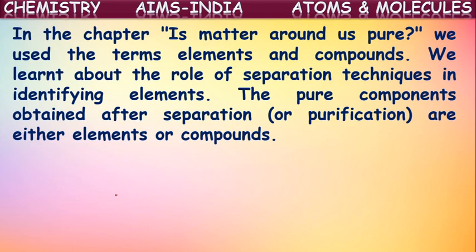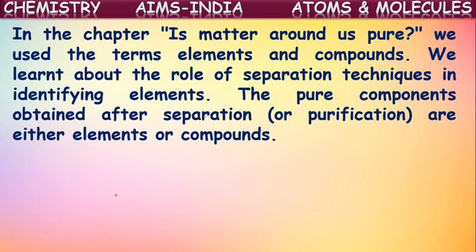The pure substances containing only one kind of atoms are called elements, and the pure substances which contain different kinds of atoms combined chemically are called compounds. We learned about the role of separation techniques in identifying the elements. How to identify the elements by using different separation techniques, we have also seen in the chapter. The pure components obtained after separation are either elements or compounds, isn't it? So we have seen in the same chapter about the different separation techniques also.